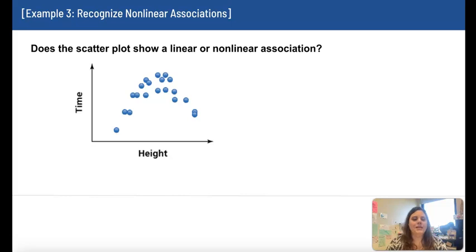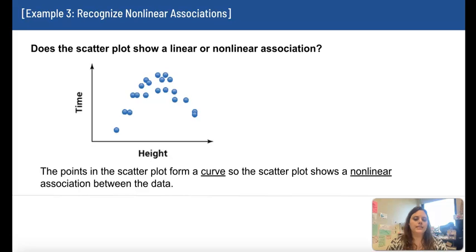And finally, we also want to be able to recognize when scatter plots show nonlinear associations. So here we can see something with time and height. We don't know exactly what, but we are seeing all of these points, and it seems to make a pattern, but that pattern is not a straight line. So in this situation, we would say that the points in the scatter plot form a curve. So the scatter plot is showing a nonlinear association between data. Before, we only looked at linear associations, but this wouldn't have no association, there is a pattern. We would just say that it's nonlinear.